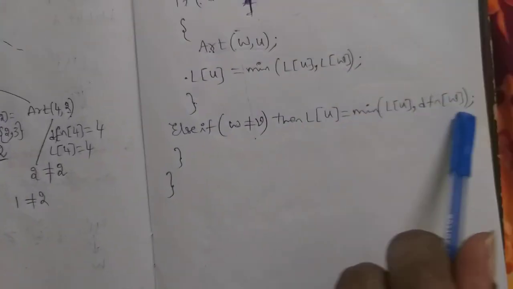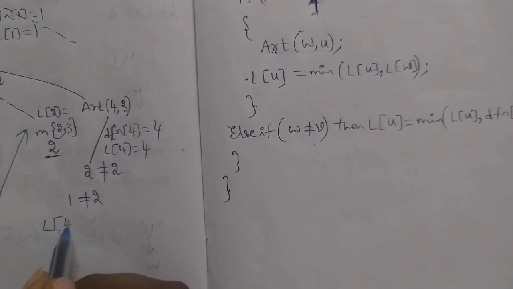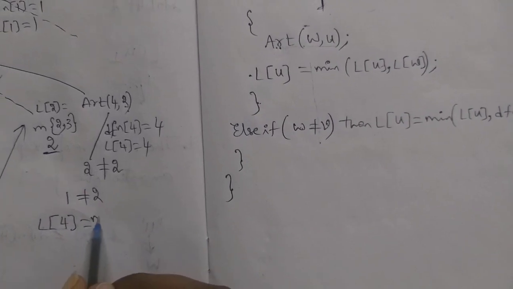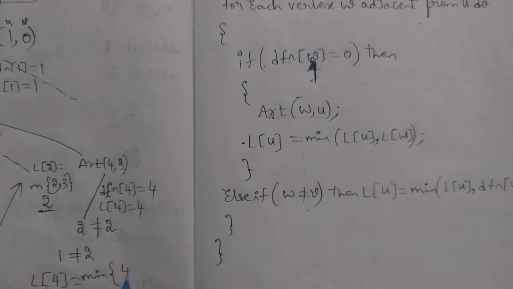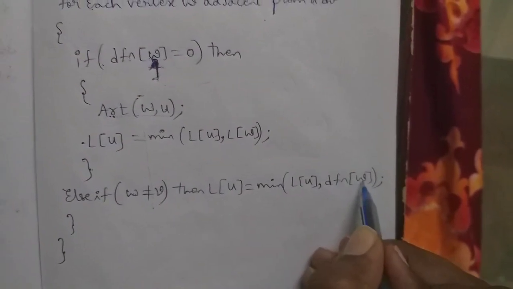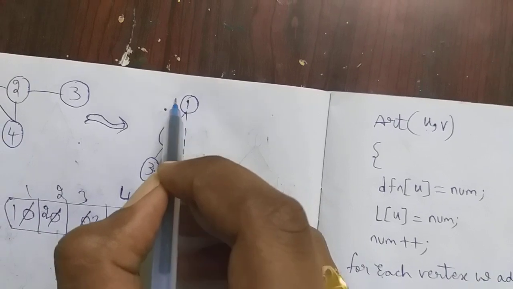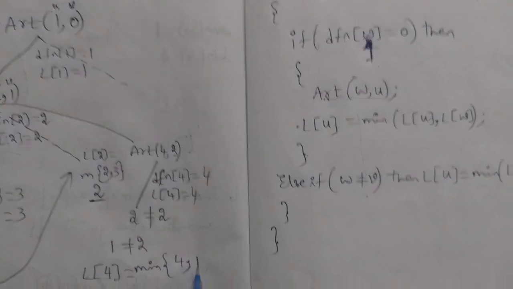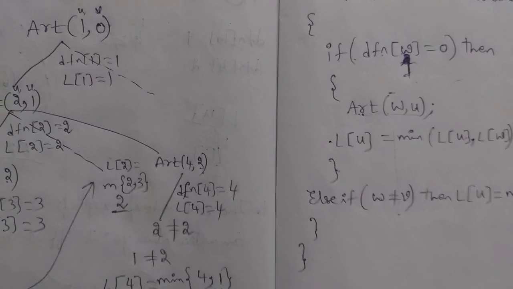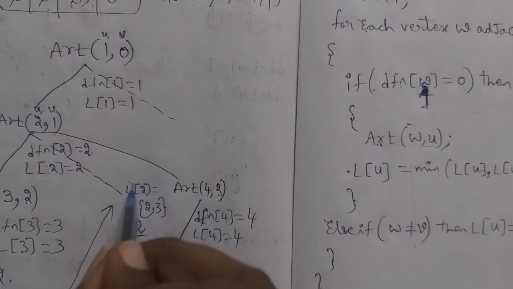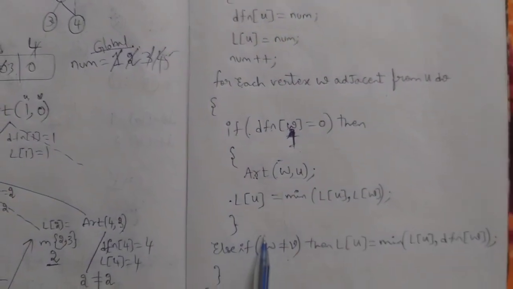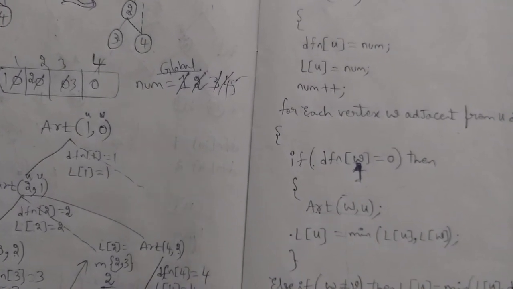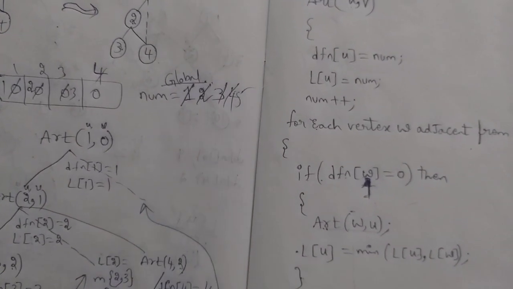Now we need to calculate the L value again. What is L value of U? L value of 4 is equal to minimum of L of U. Already L of 4 is 4 comma depth first number of W. What is depth first number of 1? Which is 1 comma 1. Therefore L of 4 is equal to 1 now. L of 4 is 1, L of 2 is 2, L of 3 is 3. Right? Yes. All the adjacent vertex calculations are finished. Now this function call got executed completely and the control comes here.